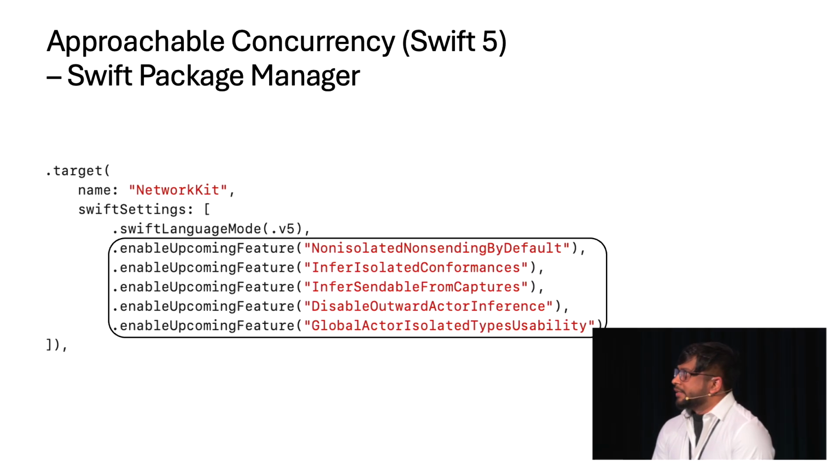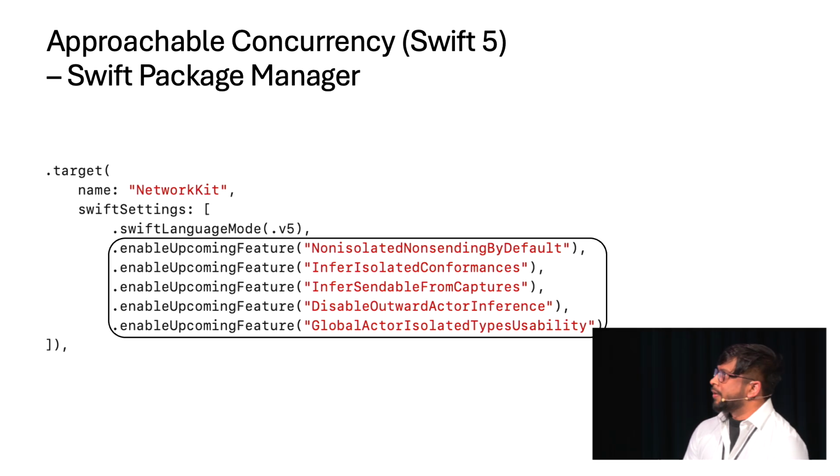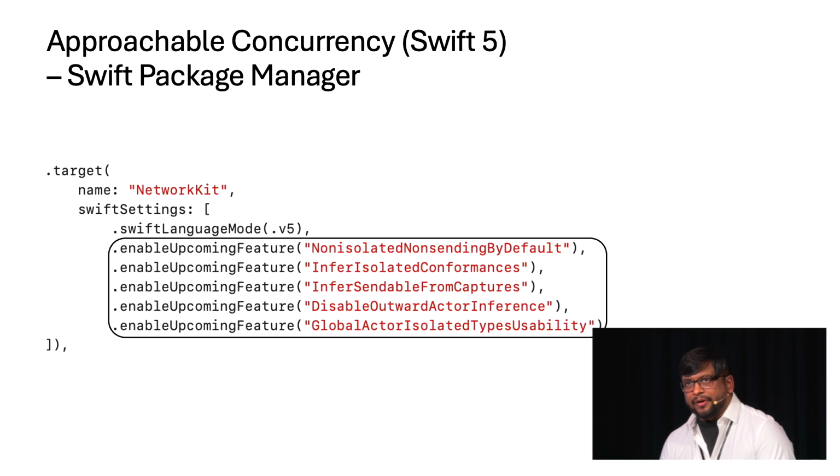Here's something interesting. You can actually use this approachable concurrency in Swift 5 also. But you need to add 3 more compiler flags. Each feature controls a specific behavior. You have to understand it before you add it. If you're curious or need those features in Swift 5, this is how you can enable them.